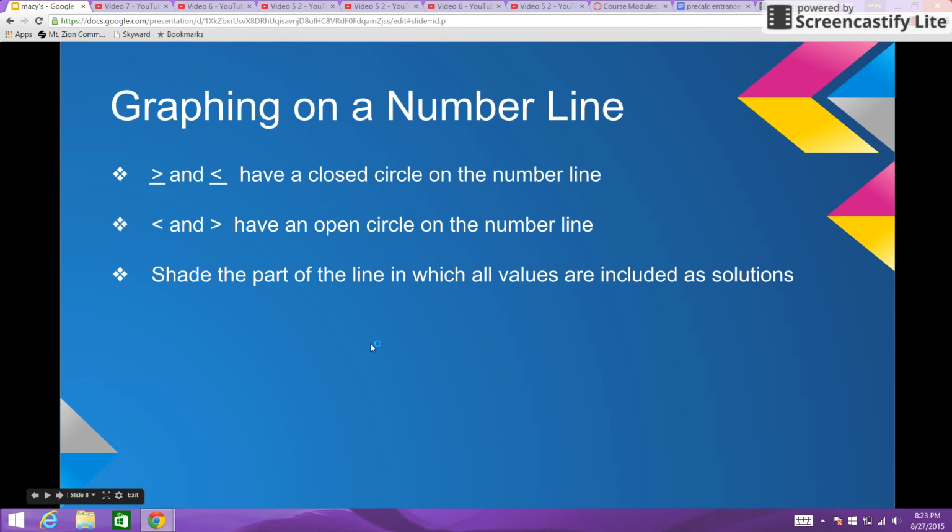Next is graphing on a number line. So when you graph and you have an equal to, greater than or equal to, or less than or equal to, you're going to have a closed circle on the number line. But if there's no equal to and it's just a greater than or less than sign, then it's going to be an open circle on the number line. So after you've drawn your circle or shaded it in, you're going to shade the part of the line in which all the values are included as solutions.